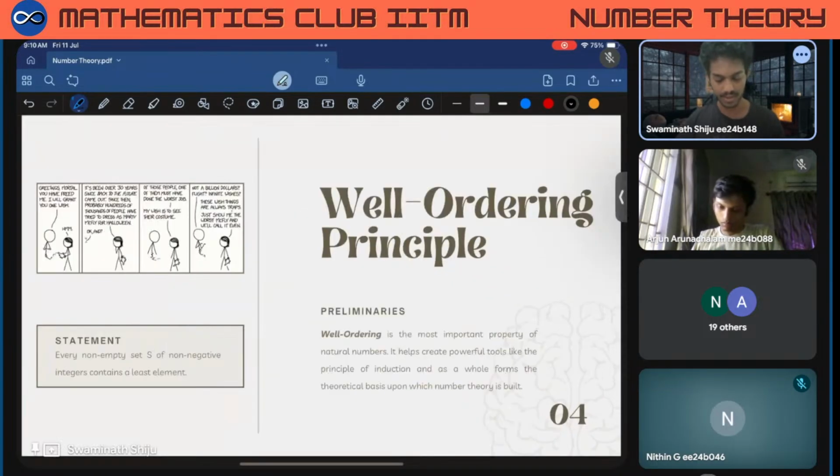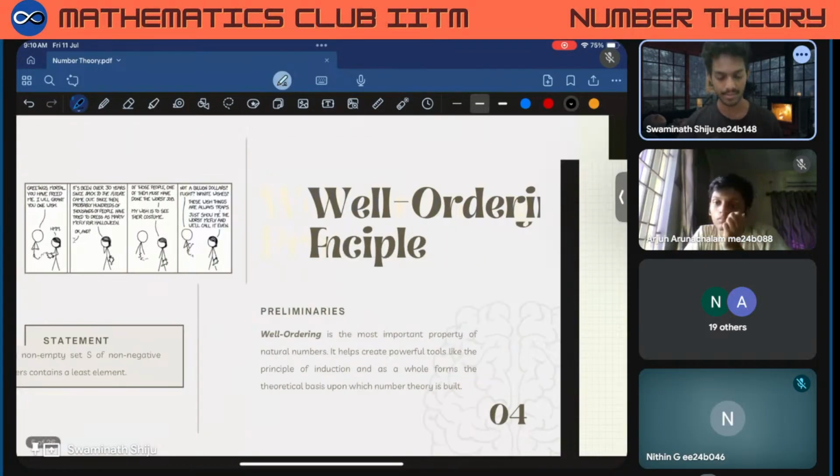Okay, so this is our first topic for today. It's called the well ordering principle. This is probably the most important and foundational axiom of number theory. You can prove it, but for now we are going to accept this as an axiom.